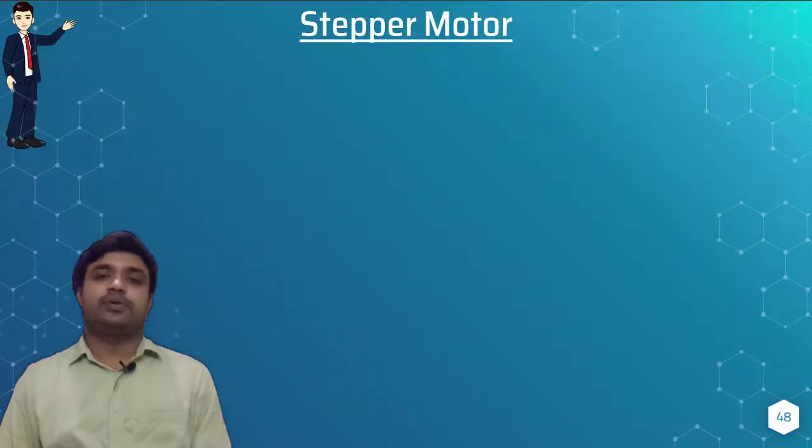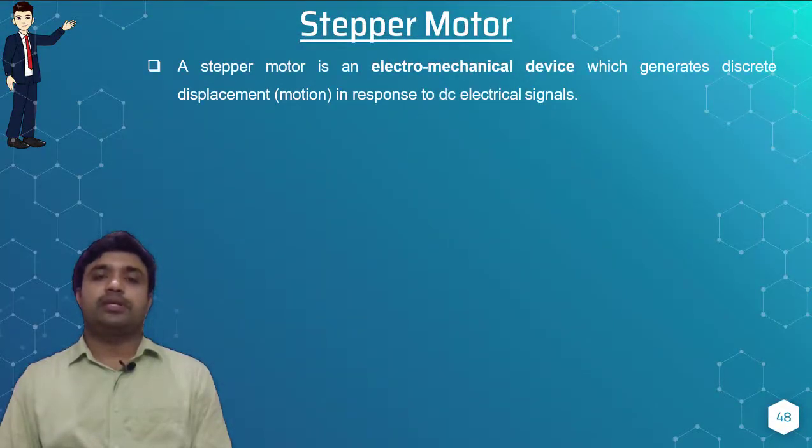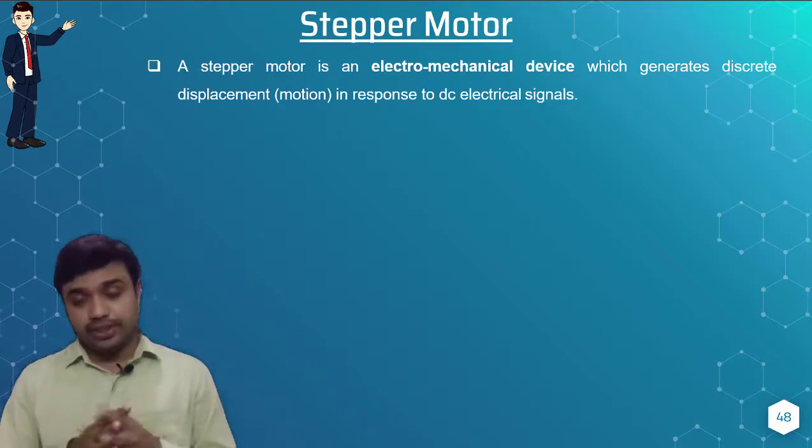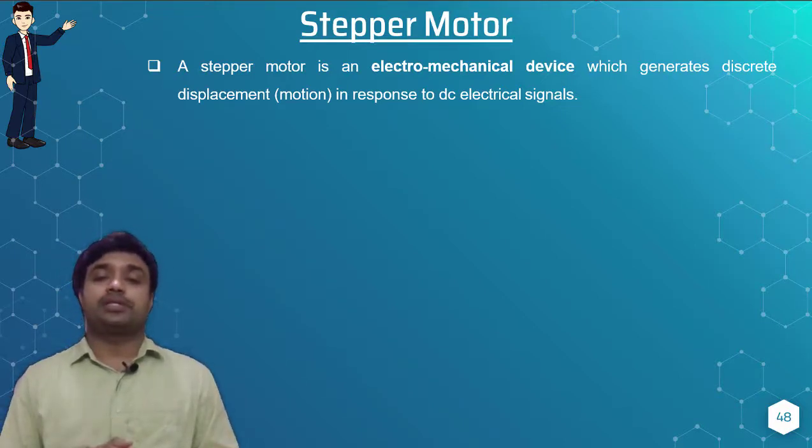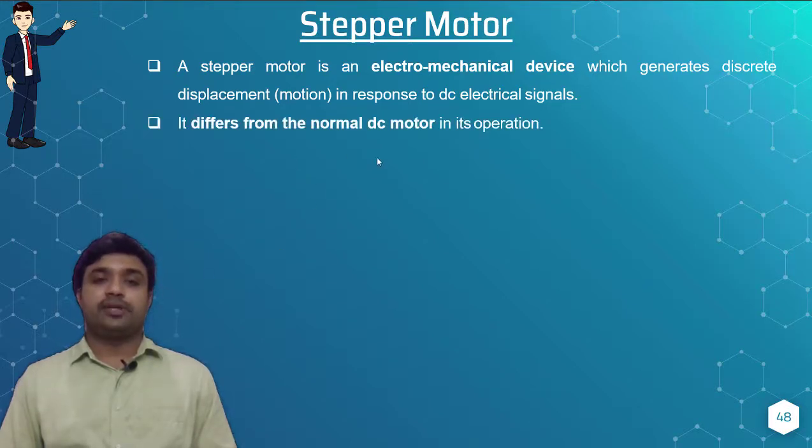Next is the stepper motor. A stepper motor is an electromechanical device which generates discrete displacement. Normally a motor operation is rotational, but a stepper motor produces motion in steps. The stepper motor generates discrete displacement in response to each input pulse. It differs from the normal DC motor in its operation. That is why it works with step motions.